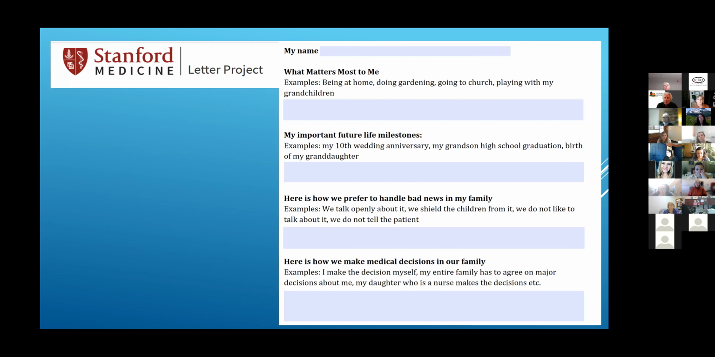This is a big one. You might want to adopt this. This is called the Stanford letter. This is the letter to the provider. And again, you can do this online, you can do it on your cell phone, or you can print this out. And this is a good starting point.